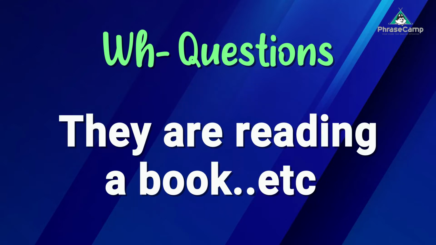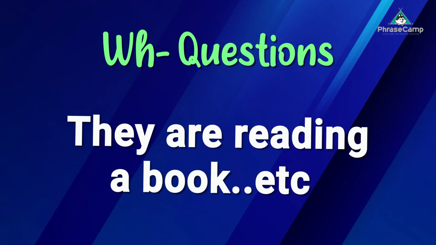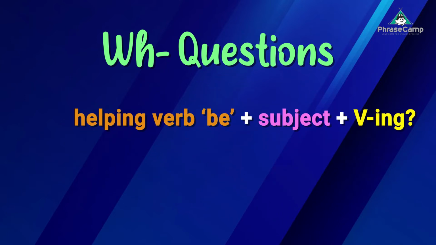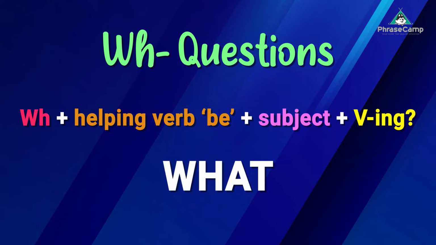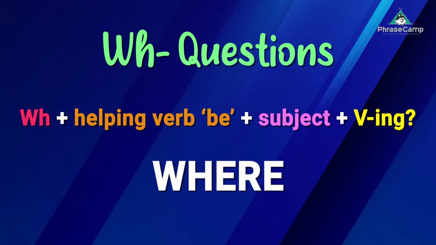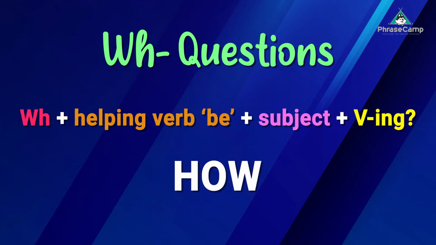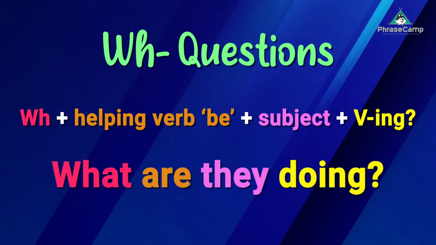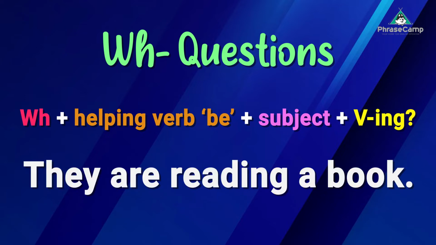So how do we make these types of questions? It's very simple. It's exactly the same as the yes or no question, but you add a WH at the beginning of the question. For example, you can add a what, when, where, why, or even how at the very beginning. So let's look at this example. What are they doing? You cannot give a yes or a no answer to this question. You have to give more information. For instance, they are reading a book.